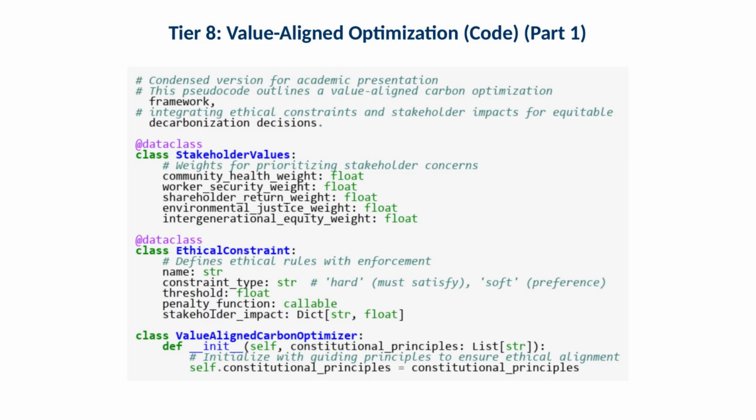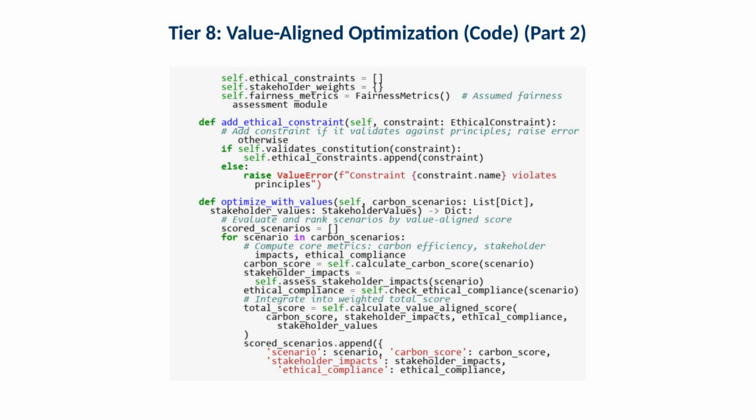This code section typically defines stakeholder weights and the hard constraints, such as maximum allowable job losses or community emission caps. It also defines how the system computes a combined value-aligned score from multiple metrics. This part usually evaluates multiple scenarios under the same scoring system. The algorithm first checks hard constraints. Any scenario that violates a hard constraint is rejected regardless of how large the carbon reduction appears.